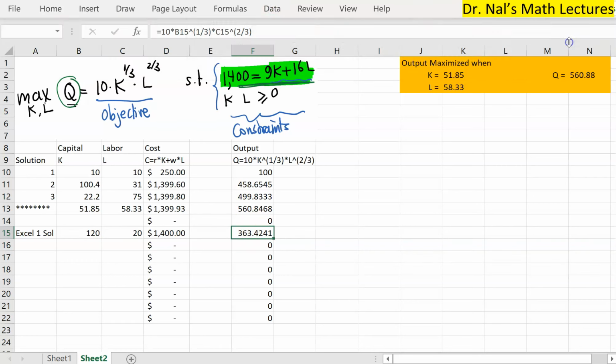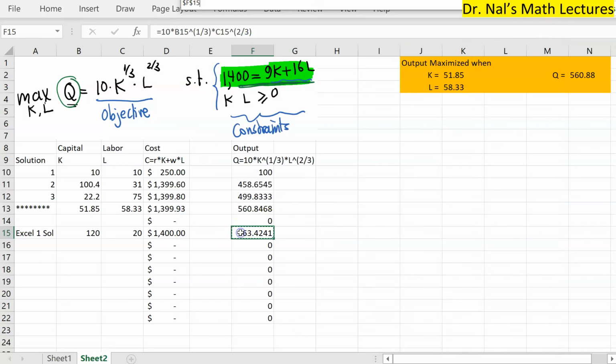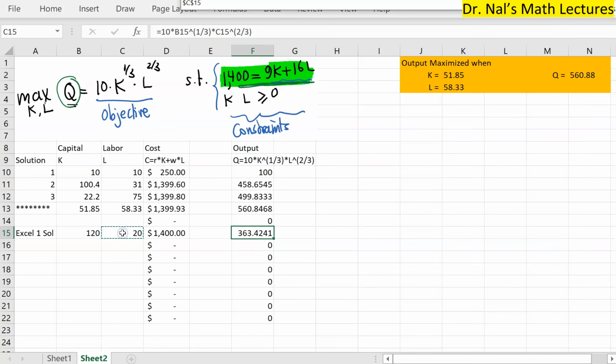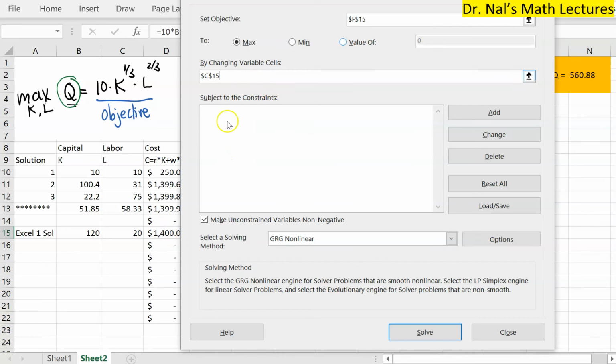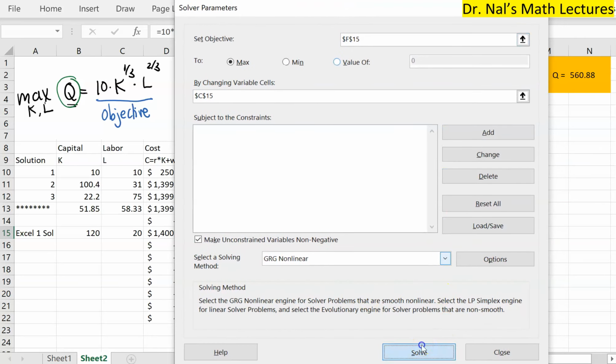again. So Data, Solver, and our objective function this time is this number. I want to maximize that. Maximum is selected by changing which cells? By changing labor itself, because as soon as I change labor, this one will already be affected by it, which will affect cost. It will remain at 1,400, and that's the choice variable, the control variable. And I don't have to worry about the constraint. Capital and labor are greater than or equal to 0. I don't want to change the optimization technique, and that's pretty much it. So these are the Solver parameters here, right? Okay, good. And I just press solve.